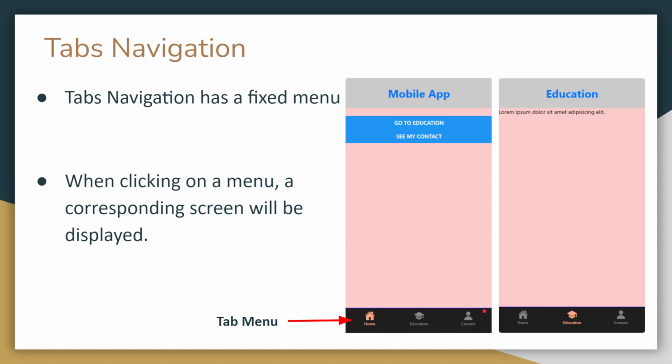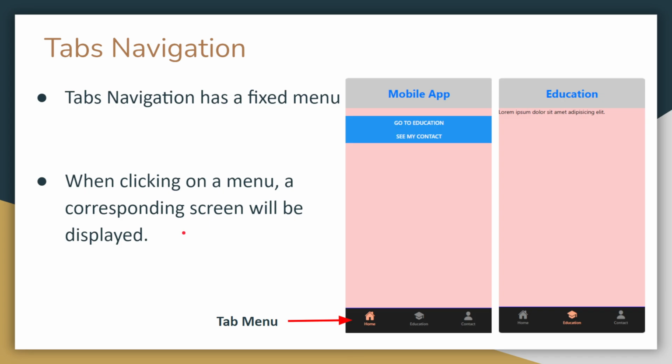So the example program today, we're going to have three screens. The first one is the home, and then education and contact. When we open our application, it's going to show the main screen, which is the home screen. If we click on the menu education, it's going to load the education screen. And if we click on the contact, it's going to show the contact screen like this. So let's see our program.